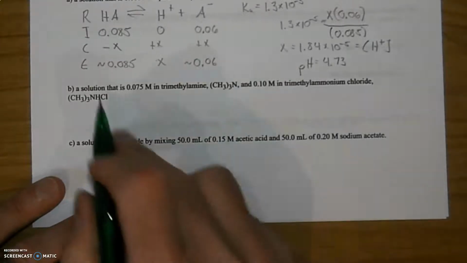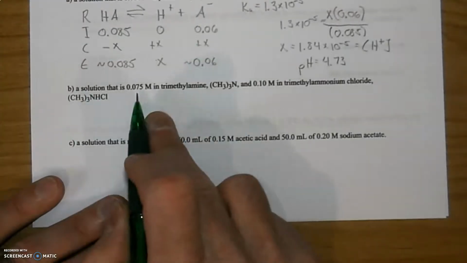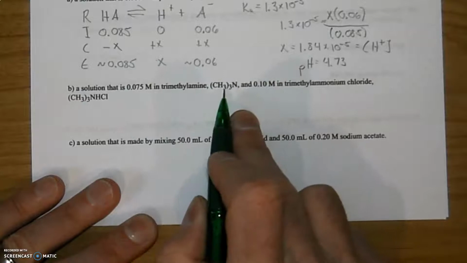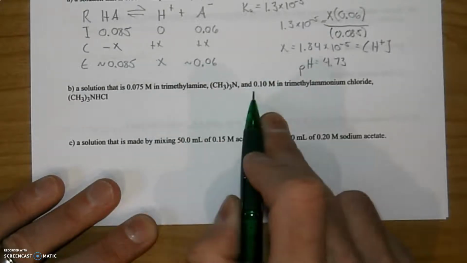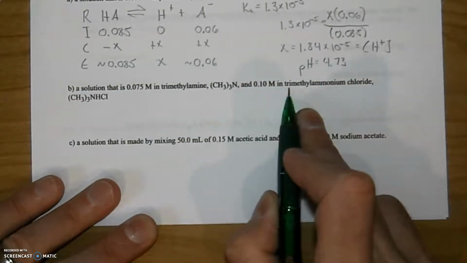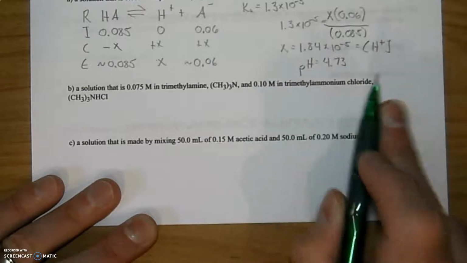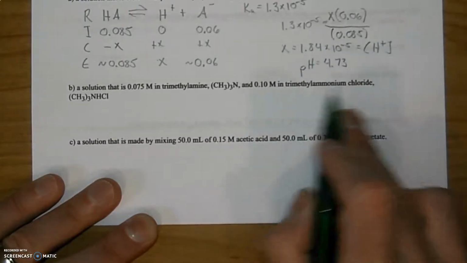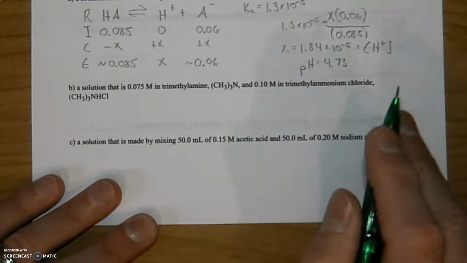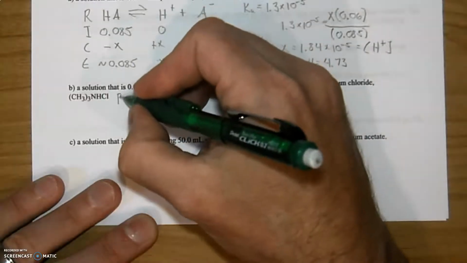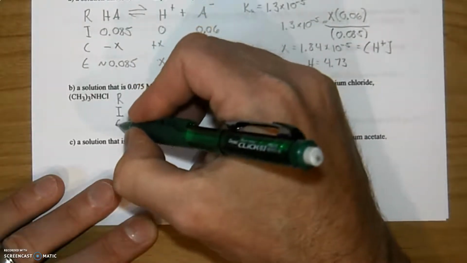Let's try another here. B, a solution that is this for trimethylamine, and that for trimethylammonium chloride, the conjugate base, or the salt, I should say. So same deal. We just have to look up our values for this.